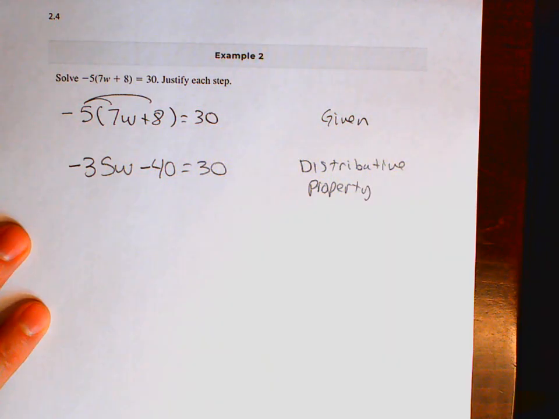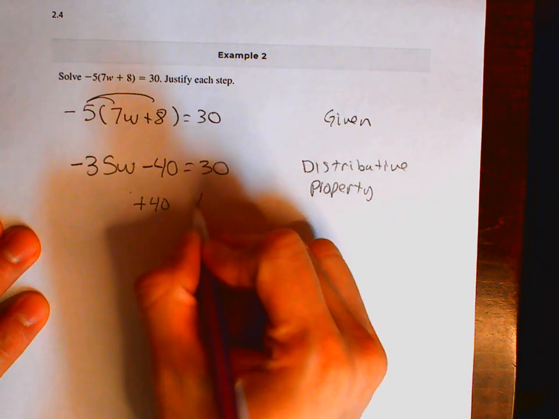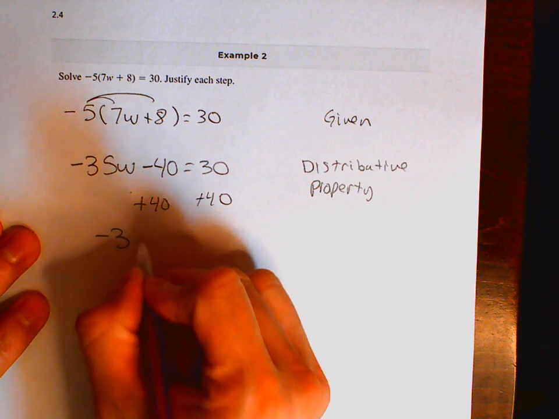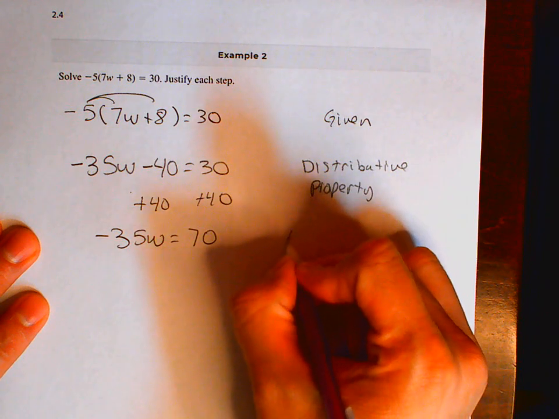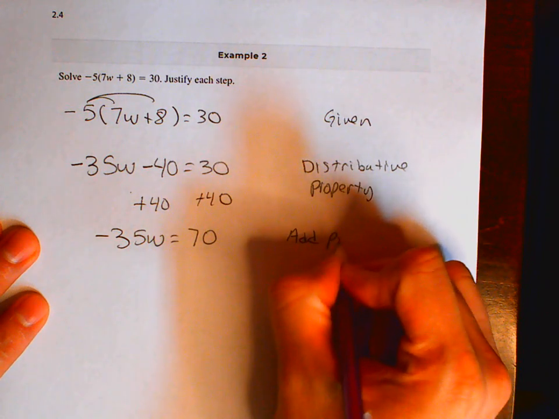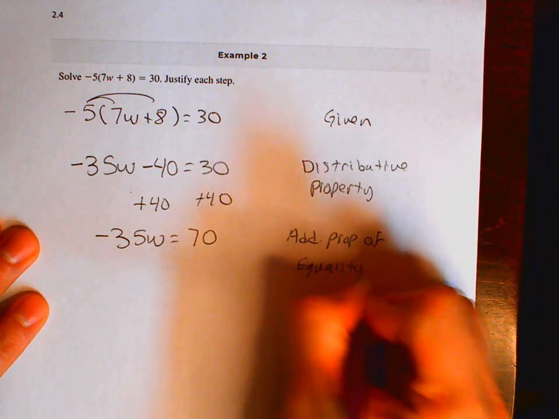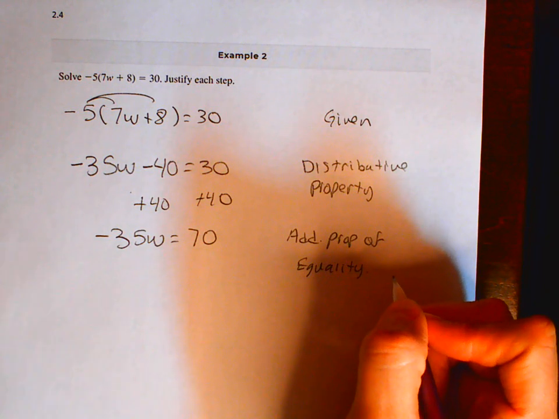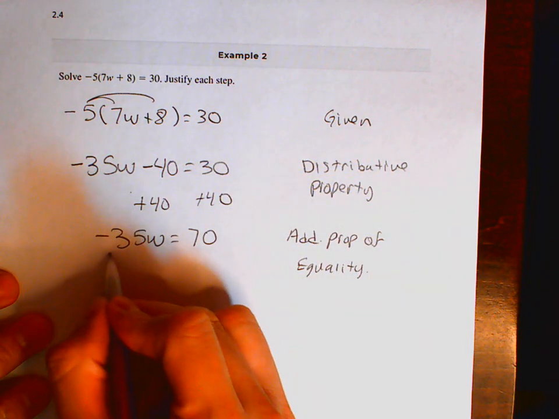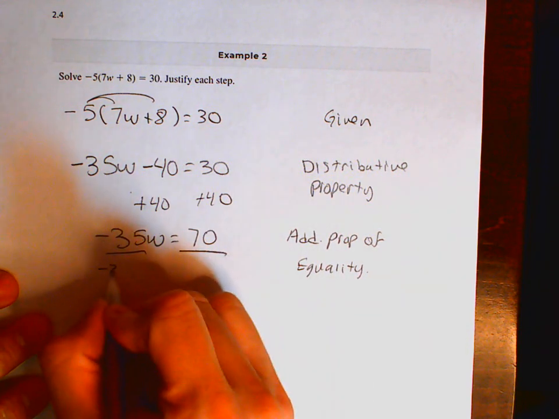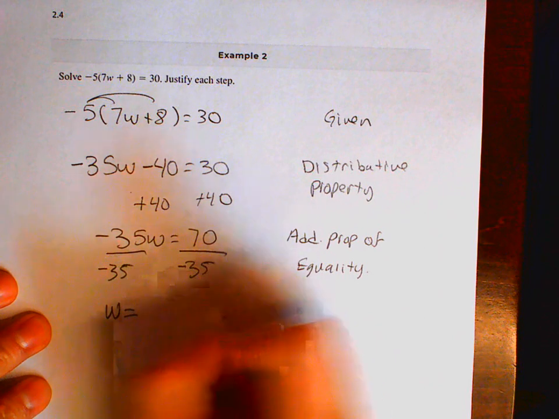You don't have to put a multiplication. All right, so next thing we're going to do, we are going to add 40 to both sides. That's going to give me negative 35w equal to 70. And what did I do? I added on both sides. So that's the addition property of equality. Remember, our goal is to justify every step, not just solve for it. In algebra, we got spoiled because we just solved it and never really justified anything because we assumed, oh, I know what you're using. But in geometry, we need to justify absolutely everything.